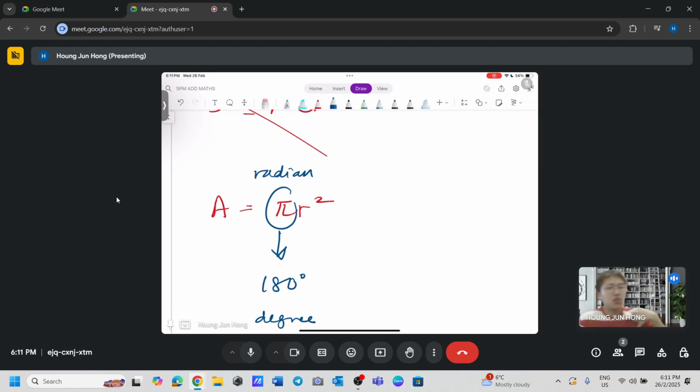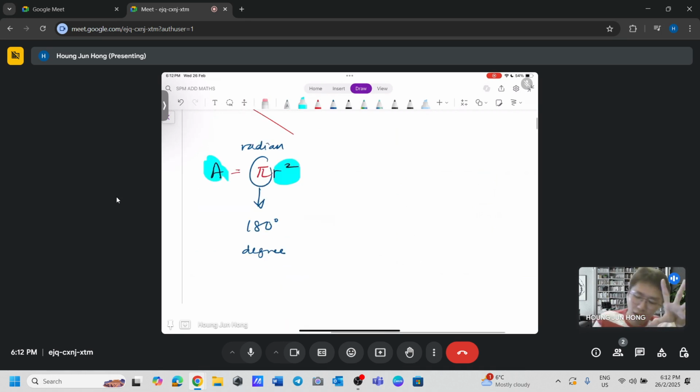So essentially, you can also think about it this way. I'm just having my pi as a constant over here. So essentially, I know that area, with r squared, is actually a ratio of pi, which is a ratio of 180 degrees. And let's see how that can benefit us.